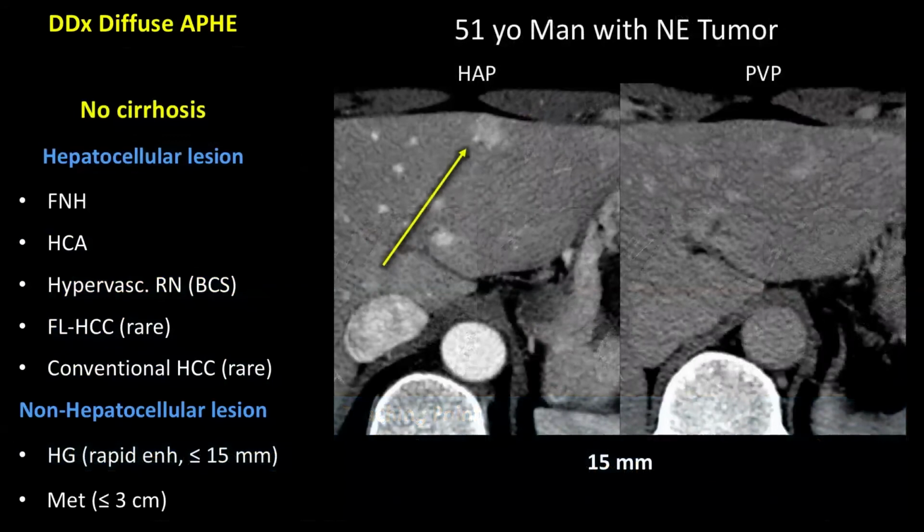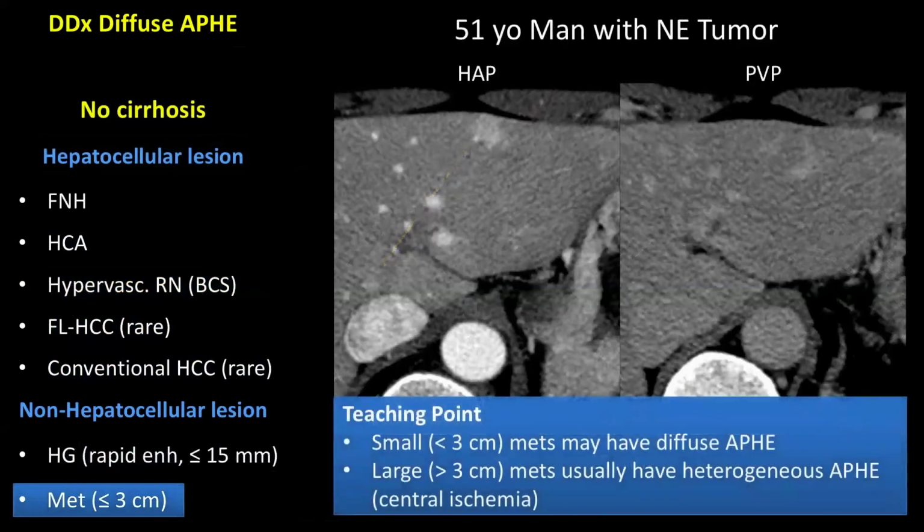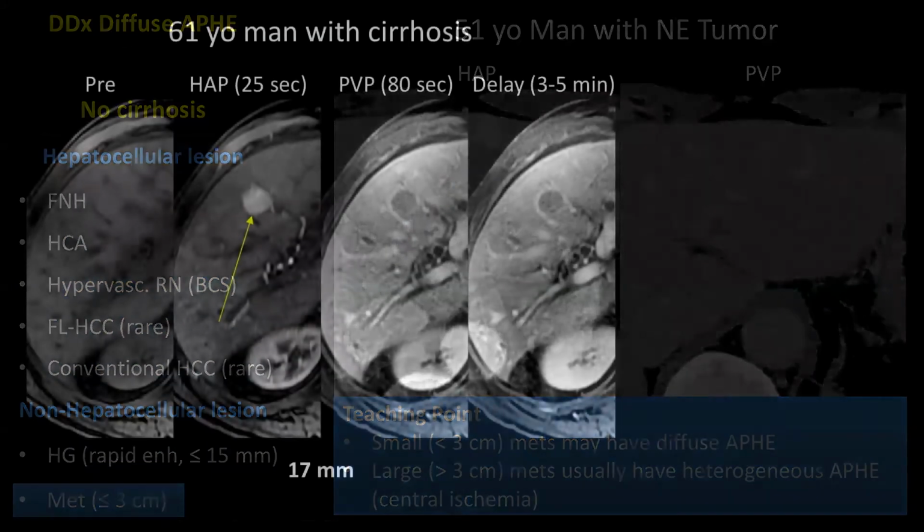Finally, I show you this case over here, diffuse enhancement of this lesion over here. And there's nothing about this that necessarily makes you know this is a metastasis, but this is just to illustrate that small metastases can also diffusely hyperenhance. We'll talk about this in a few moments, but large metastases never, in quotation marks, never diffusely hyperenhance. Teaching point, small metastases may have diffuse APHE. Large metastases usually have heterogeneous APHE due to central ischemia.